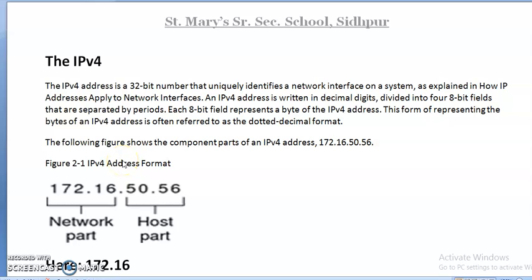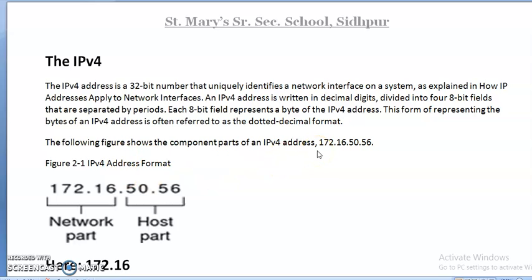For your reference, here I have made a note on IP version 4. The IP version 4 address is a 32-bit number that uniquely identifies a network interface on a system, as explained in how IP addresses apply to network interfaces. An IP version 4 address is written in decimal digits, divided into 4 8-bit fields that are separated by periods. Each 8-bit field represents a byte of the IP version 4 address. This form of representing the bytes of an IP version 4 address is often referred to as dotted decimal format. And this is an example of how an IP is given.